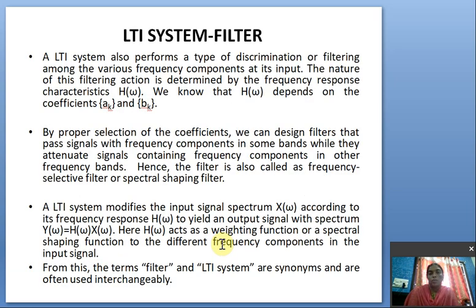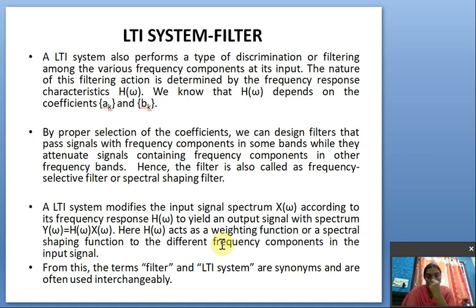Okay, now coming to the LTI system, why is the system called a filter? The LTI system also performs a type of discrimination or filtering among the various frequency components at its input. The nature of this filtering action is determined by the frequency response characteristic H of omega, so it depends on the coefficients a_k and b_k. By proper selection of the coefficients, we can design filters that pass signals with frequency components in some bands, while they attenuate signals containing frequency components in other frequency bands. So the filter is called a frequency selective filter or spectral shaping filter.